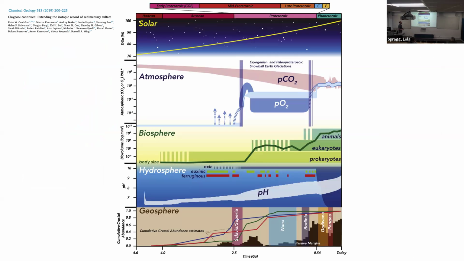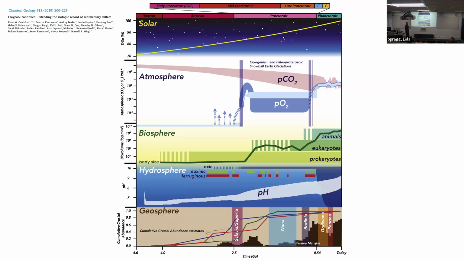I mean, this is a good compilation. I like this from Peter Crockford, and it's just summarizing many different ways in which Earth's surface conditions have drastically changed over Earth's history.